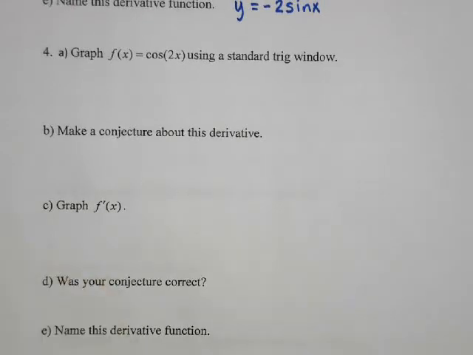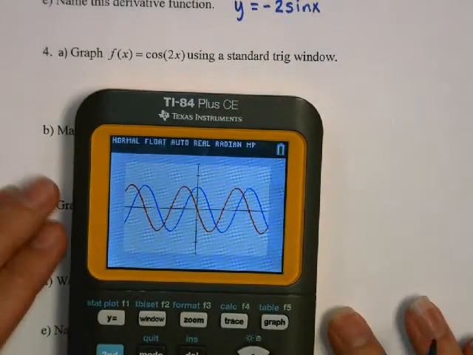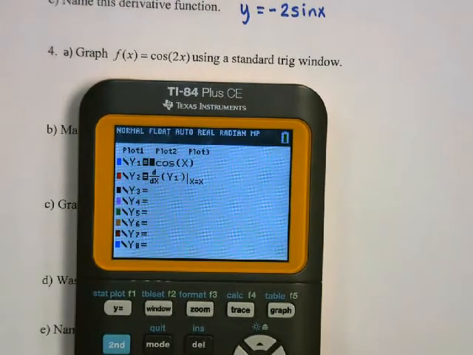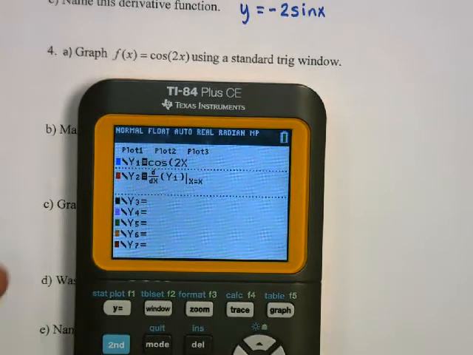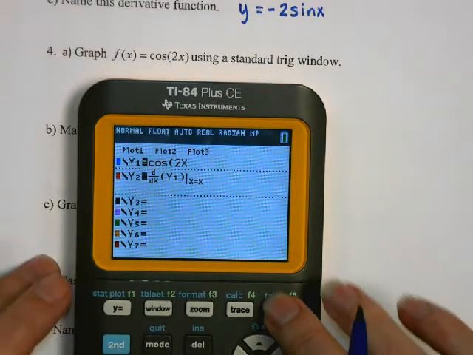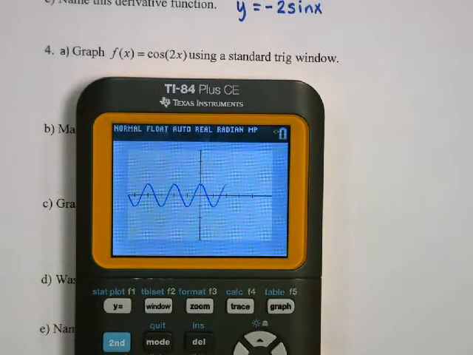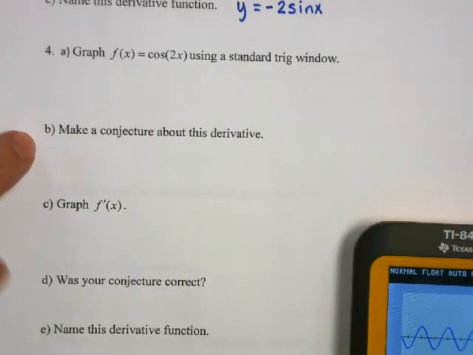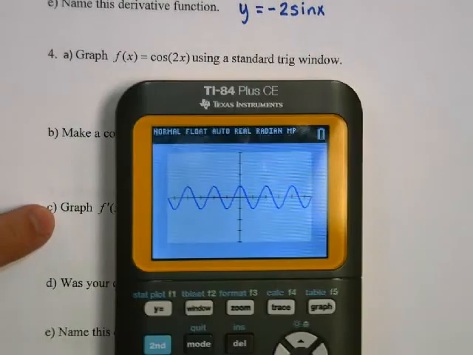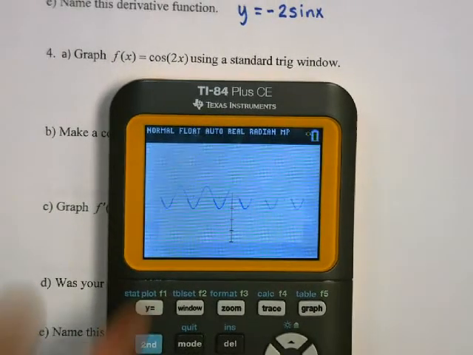All right, let's graph cosine 2x in our standard window. Again, we don't want to ruin the surprise, so we're going to hide our derivative. And there's cosine 2x. Again, make your prediction. What do you think the derivative is going to be? You can make your conjecture, and now we're going to graph it and see if your thinking is correct.